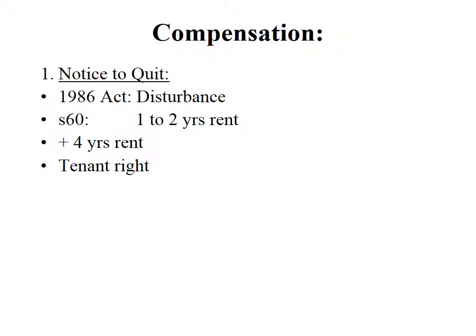disturbance payment, but under Section 60 that is 1 year's rent automatically and up to 2 years' rent if further loss can be proved. Because the disturbance is arising in the face of a notice to quit for non-agricultural development, there's also an entitlement to an additional 4 years' rent as compensation for the double inconvenience of that.